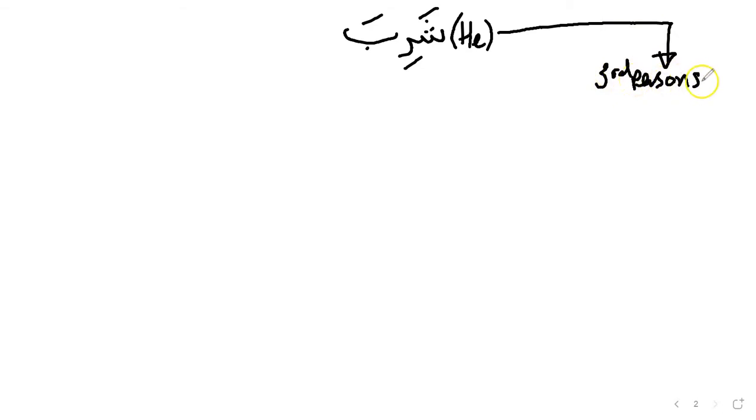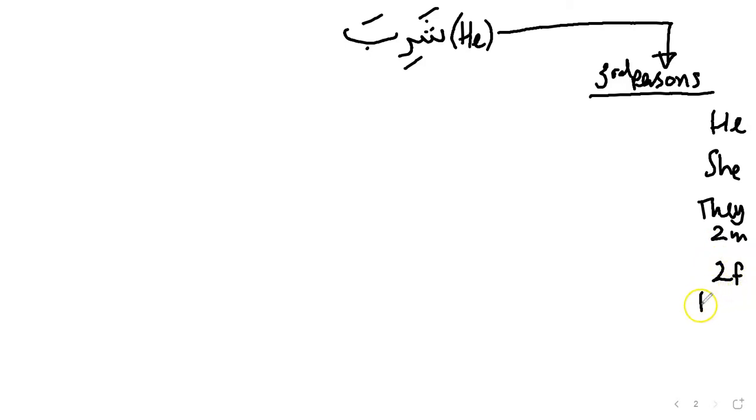Shariba. And as mentioned, in its original form, it already has the word he inside. So I'm going to take shariba and do my revision on third persons. Who are my third persons? My third persons are he, she, they two, they two males, they two females. Then they all, males and females mixed.